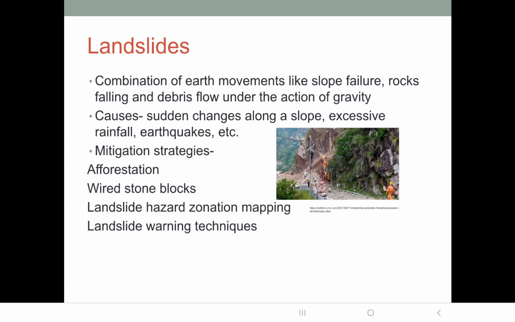Then we discussed mitigation strategy. One can conduct afforestation, wired stone blocks can be installed, then landslide hazard zonation mapping can be done, and landslide warning techniques can be developed.